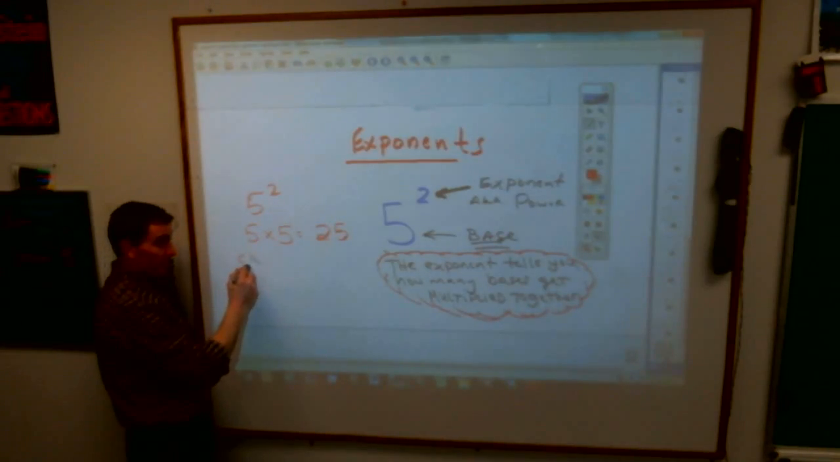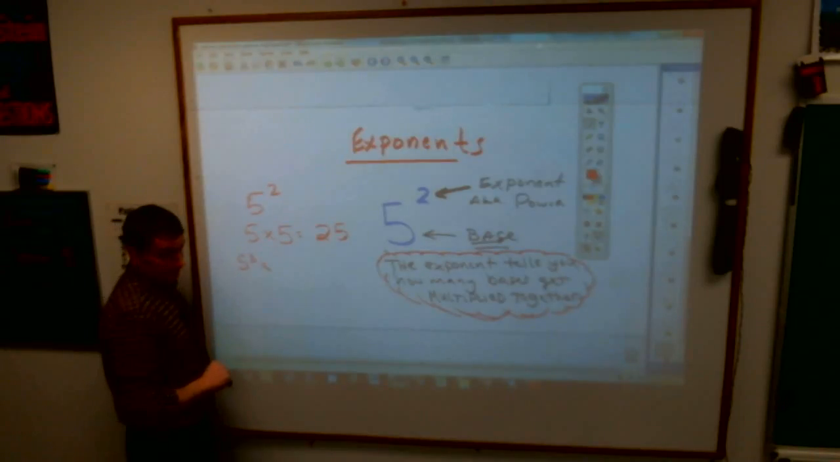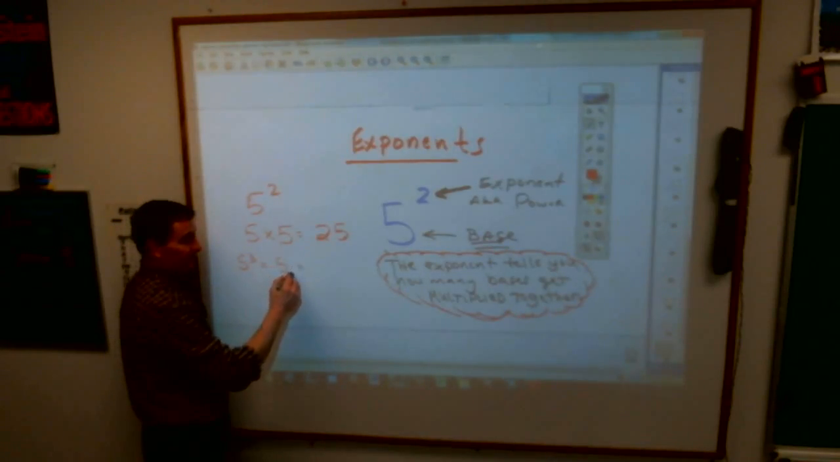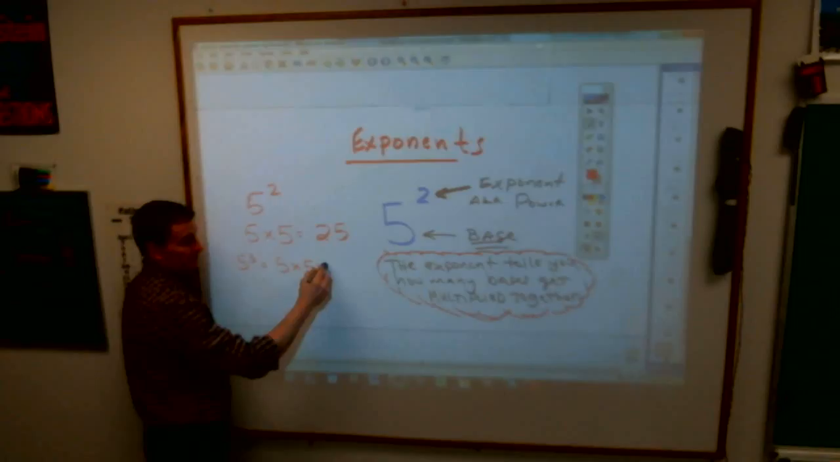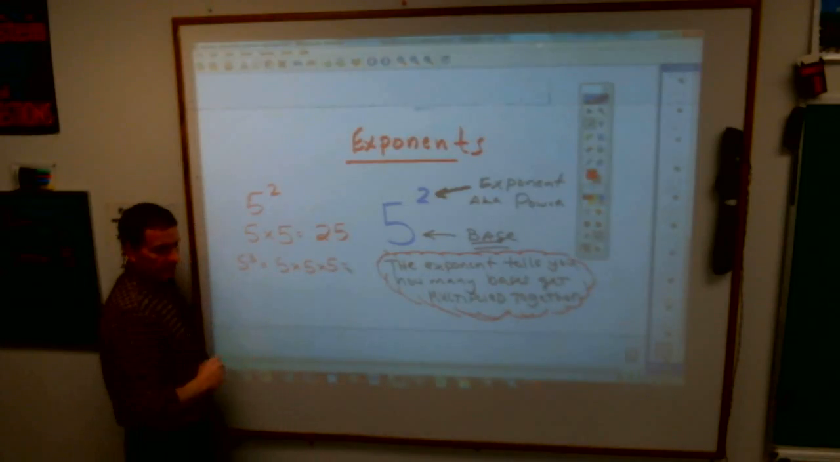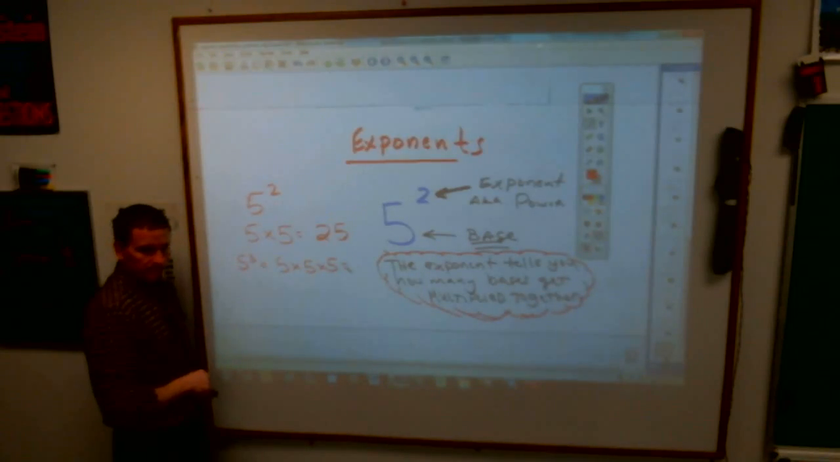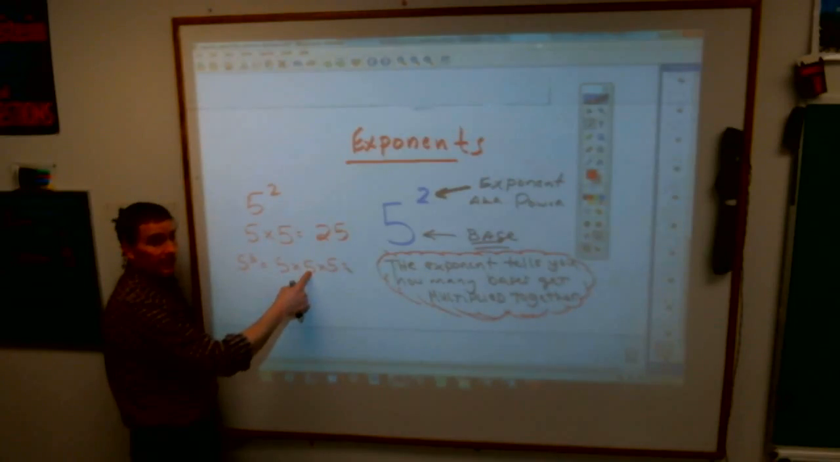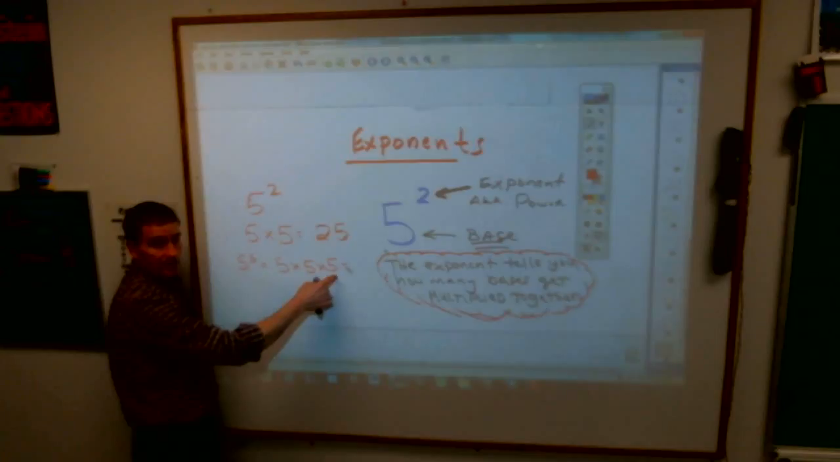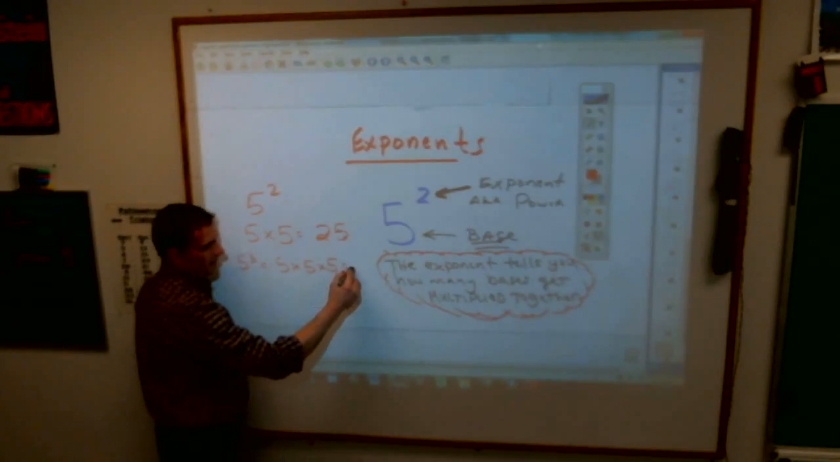5 to the third power is not 15. It is 5 times 5 times 5, which, does anybody know what 5 times 5 times 5 would be? 5 times 5 is 25, and 25 times 5, if you have 5 quarters, how much money do you have? Zach? 125.